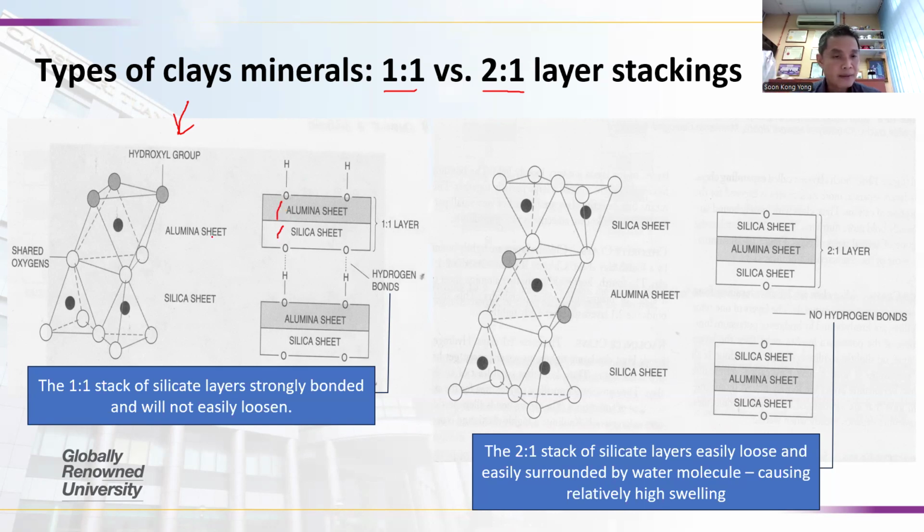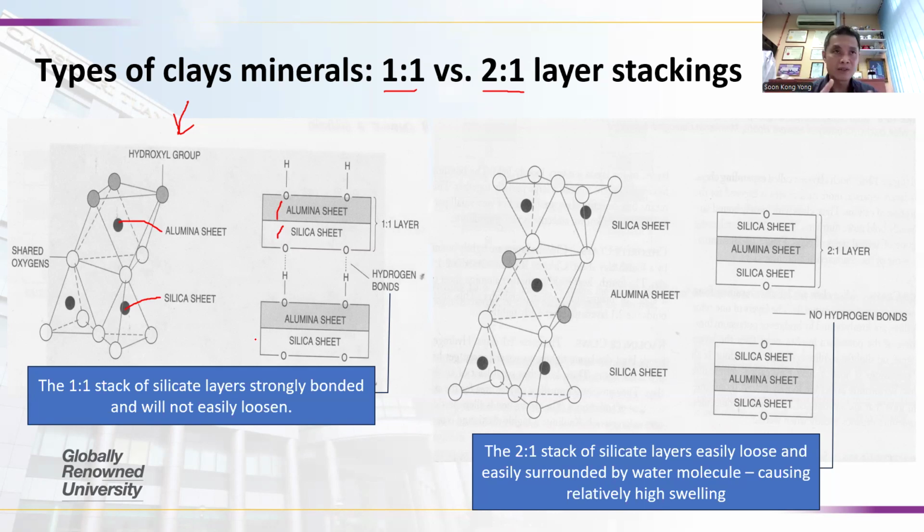And if we look at the chemical structure, the structure of this alumina sheet, you can see that in the middle right here, this is aluminium. That is why they call it alumina sheet. Whereas at the bottom, similarly, a dark sphere, this is silicon. That's why we call it silica sheet.